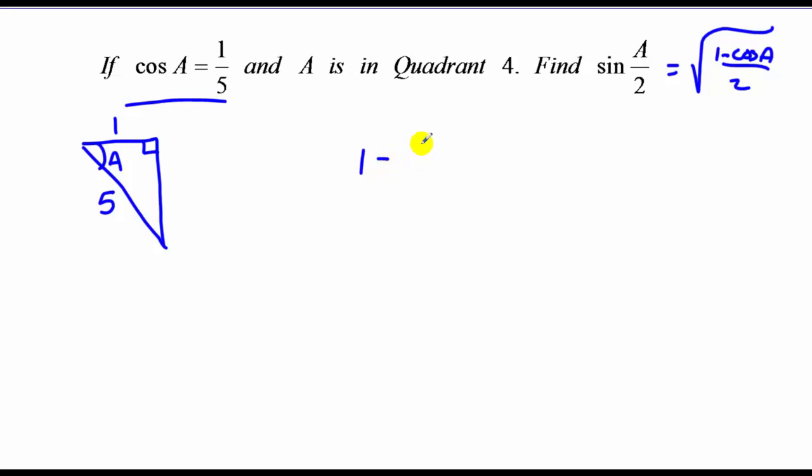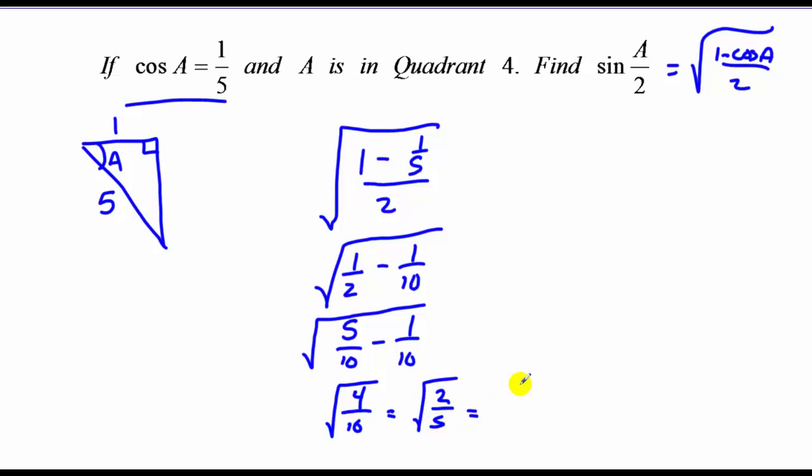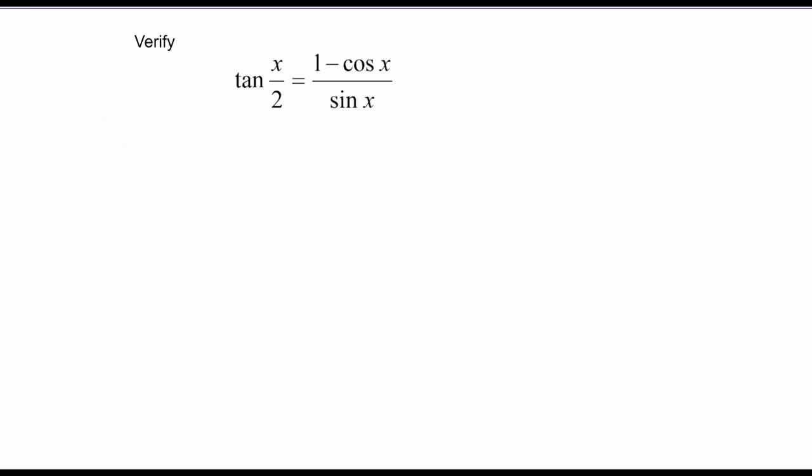That's 1 minus cosine of A, which is 1/5, over 2. Once again, I'll multiply by my reciprocal, which is a half, and get a half minus 1/10. It's all rooted. This is 5 over 10 minus 1 over 10 rooted, which is the same as 4/10 rooted, or 2/5 rooted, which equals root 10 over 5 after I'm done rationalizing, and then I'm done. If this wasn't a straight cosine value, I'd probably have to go find the missing pieces in this triangle to get the problem done. So now let's do a verification.